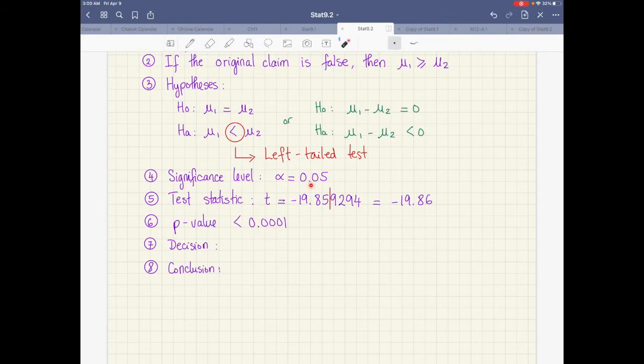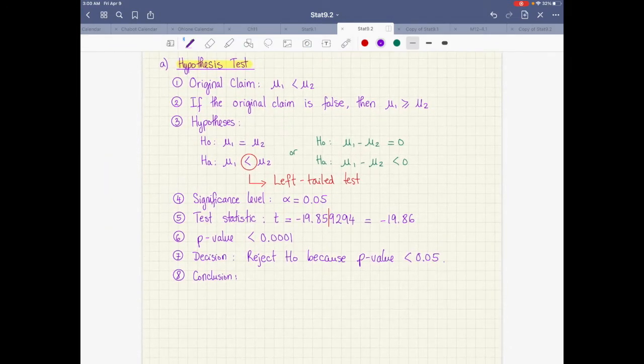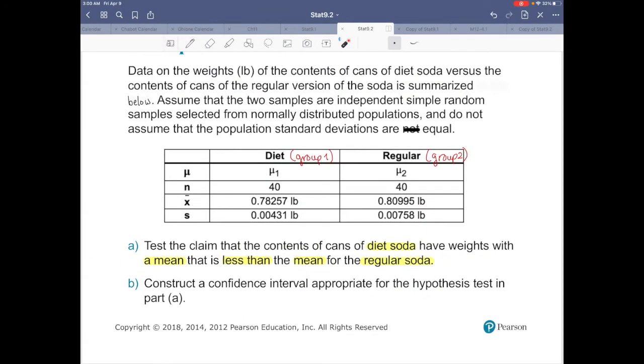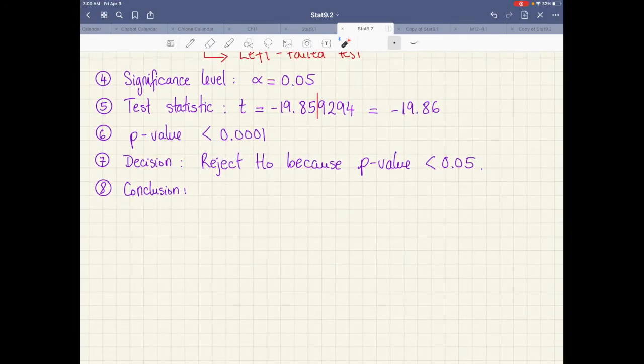P-value is less than 0.0001, which means it's also less than 0.05, which means I will reject my H0. So H0 says mu1 equals mu2, and I reject it. That means I believe that mu1 is less than mu2. That means I believe that the diet soda have mean weight that's less than the mean of the regular soda.